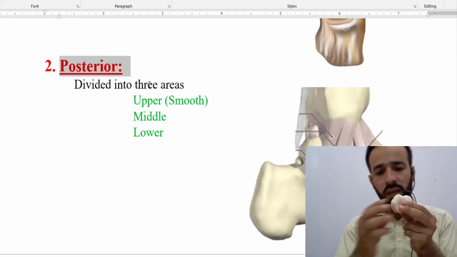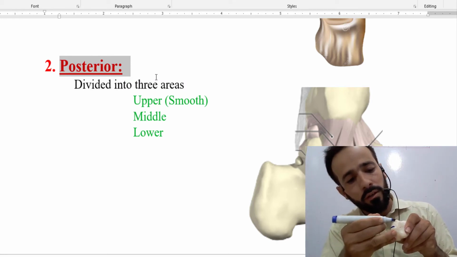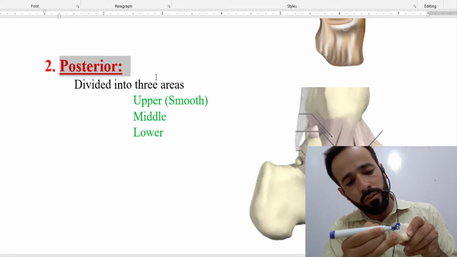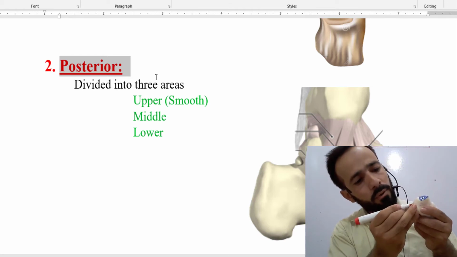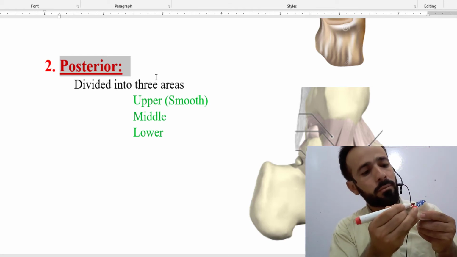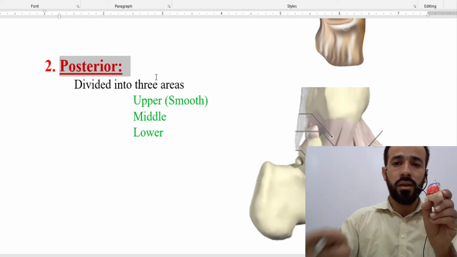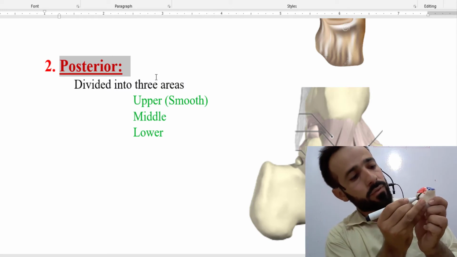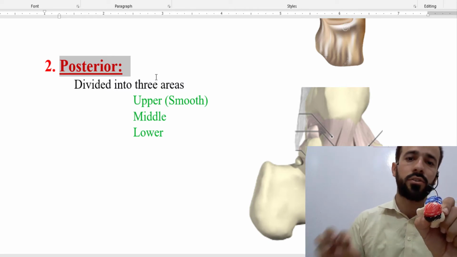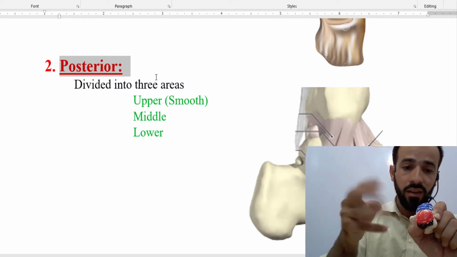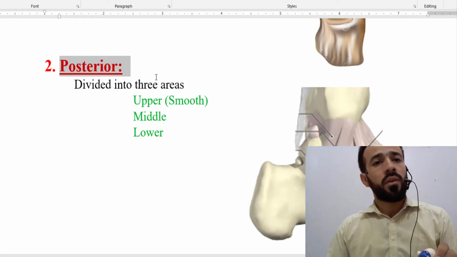You can see here in my hand I have this posterior surface. So it is divided into an upper smooth part, right? This is the upper part of this posterior surface, right friends, upper part. Then there is the middle part. You can see here, this is the middle part of this posterior surface, and my dear friends, there is the inferior, the lower part of it. So the posterior surface is divided into three areas: the upper area, the middle area, and the lower area, right friends. Okay.